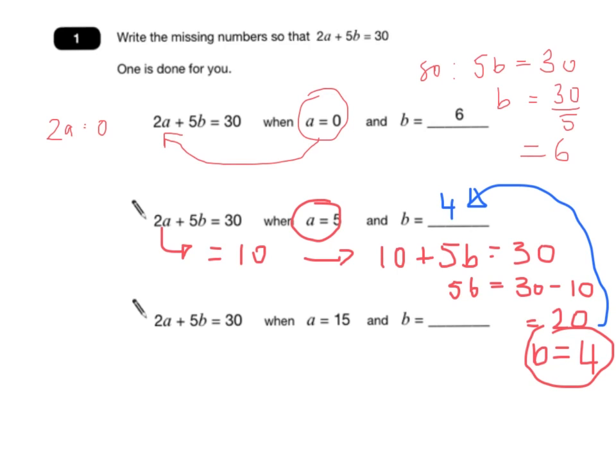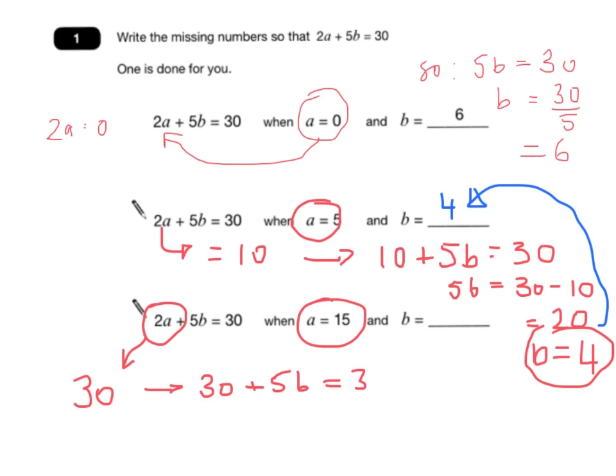And on the last one, a is 15, so 2a is going to be 2 times 15, which is 30. This is a slightly interesting example because it says 30 plus 5b equals 30. To get to b, once again, we need to take 30 off both sides. That will give us 5b on its own equals 30 minus 30. So 5b must be 0, which means that b must be 0.